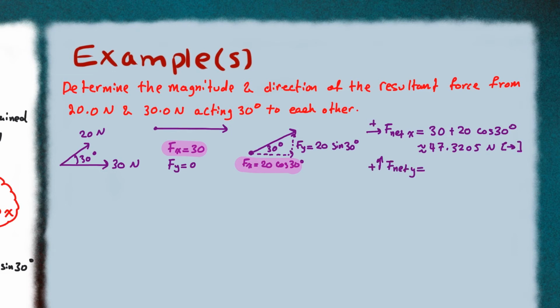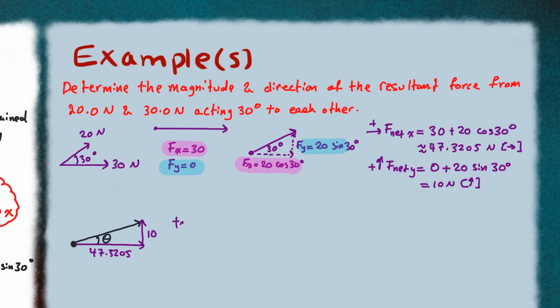And we're going to take up to be positive for Fnet y, 0 from the first force, and 20 sin 30 positive for the second force, giving us a total of 10 newtons upwards. Now that we have the 2 components of the net force, the x direction is 47, we're going to draw that and add the 10 newtons going upwards. The resultant force originates from the beginning and terminates at the very end.